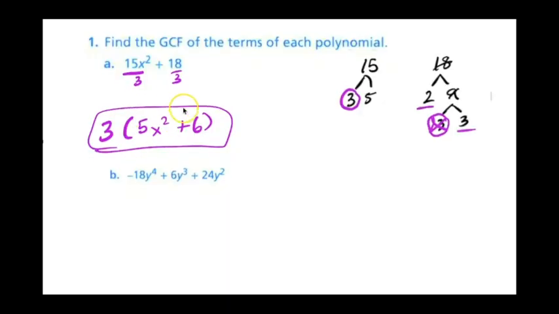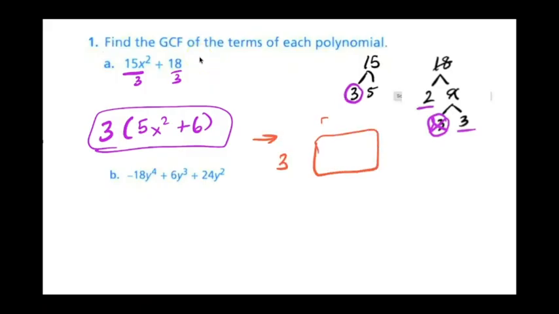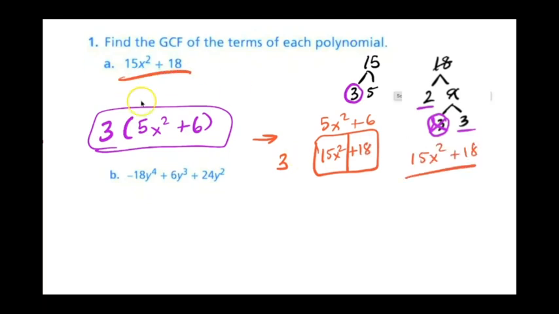And if you want to check your work to make sure you did it correctly, if you multiply this out, you should get this. If you remember what we did last lesson, if we multiply these back out, let's do a little area model. We should get our original answer back. So here we have 3 times 5 is 15, 15x squared. And over here we have 6 times 3, which is 18, plus 18. And there we go. We have what we started off with. If you ever want to check your work, you should be able to get the same thing back.